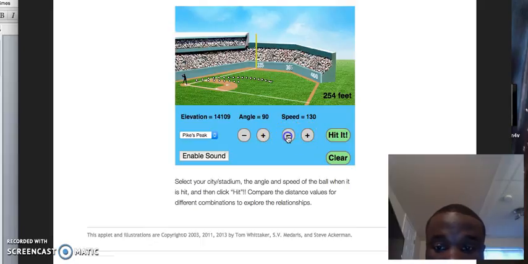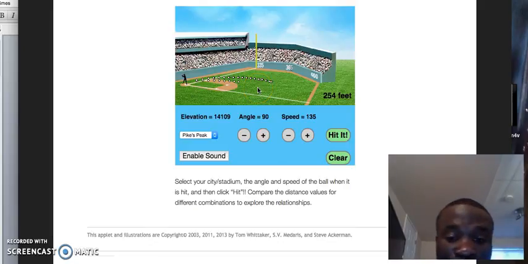So the speed, the lowest speed you can hit the ball at would be, I want to say 10 miles an hour. That would be the lowest speed. And the highest speed, it goes up to 135. That's the highest speed. So today we're going to be talking about elevations, angle, and speed.